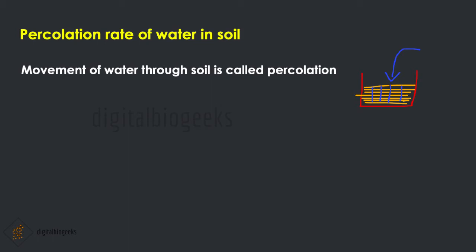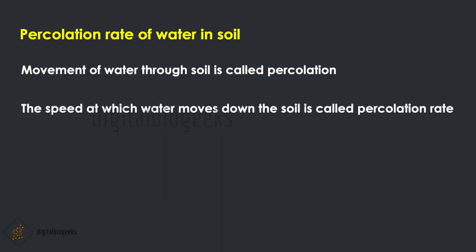We know that sandy soil has more space in between them and hence it can hold water for a short period of time. On the other hand, clayey soil has less space between them and hence it can hold water for a long period of time. Percolation rate is the speed at which the water moves down the soil. We can conclude that sandy soil has a high percolation rate and clayey soil has a low percolation rate.